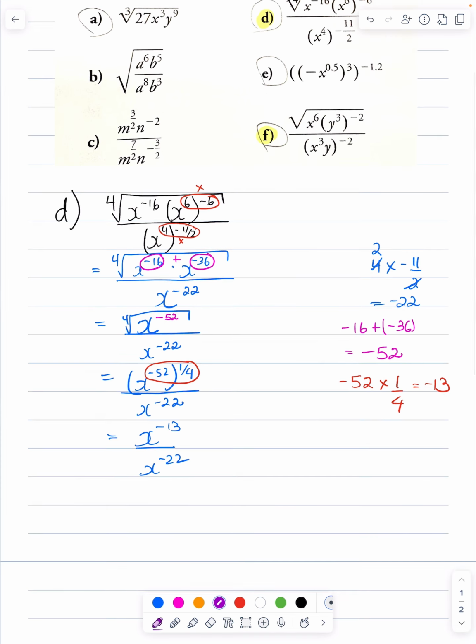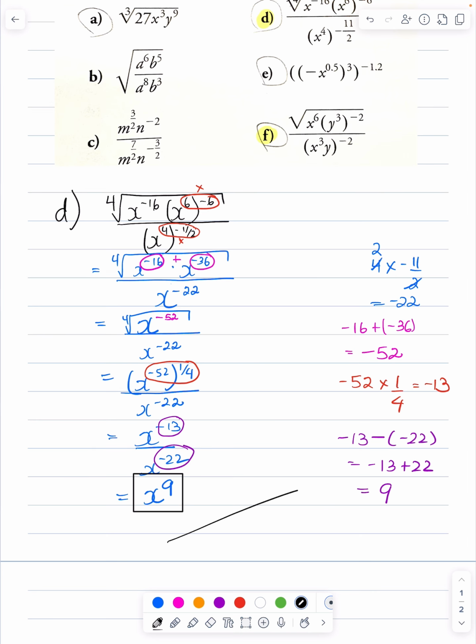These two exponents I can subtract. So it's negative 13 minus negative 22. Negative 13 plus 22 gives me an answer of 9. So my final answer is x to the exponent 9. That's it. We're finished for part D.